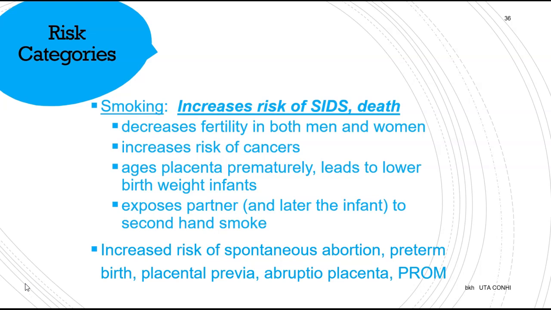It leads to our lower birth weight infants. It exposes the partner and later the infant to secondhand smoke. Smoking does increase the risk of spontaneous abortion, preterm birth, placenta previa, placenta abruption, or premature rupture of membranes. And we're going to talk about previa, abruption, and premature rupture next week when we talk about our high-risk pregnancy conditions.